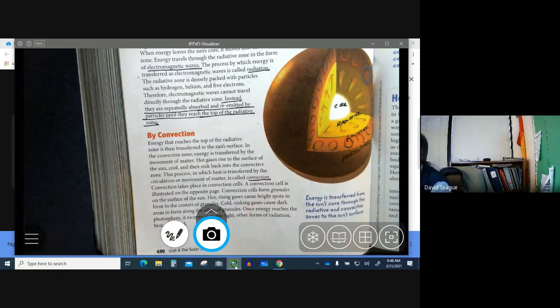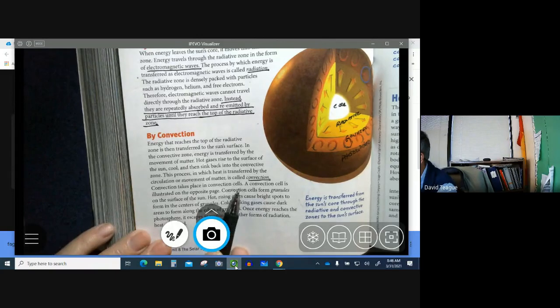It's the same thing you see when you boil a pot of water on the stove, right? Because the water at the bottom of the pot gets heated up, it comes up to the top, it cools, it goes back down, it gets heated back up, it cools, and you have that cycle. That's what convection is.